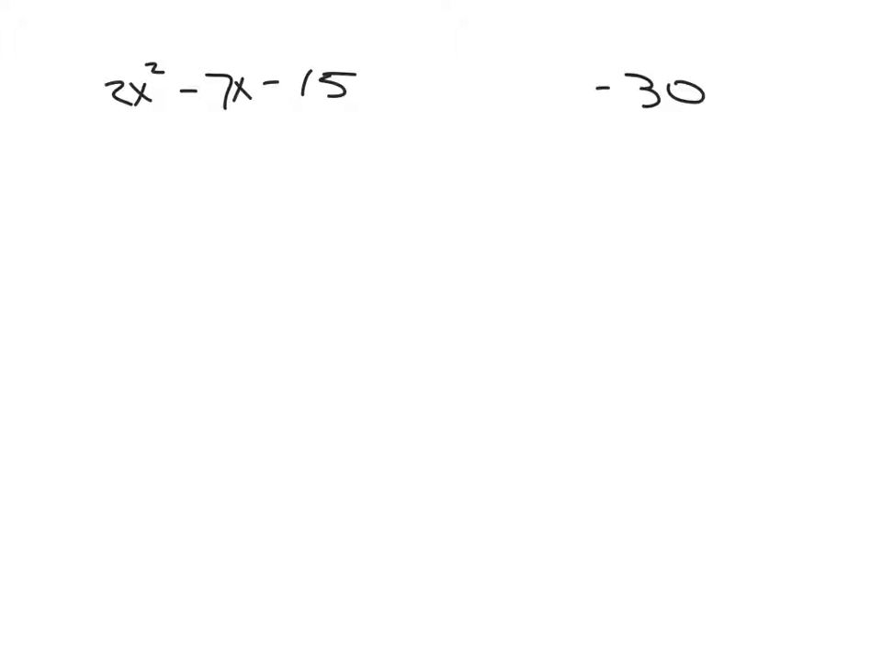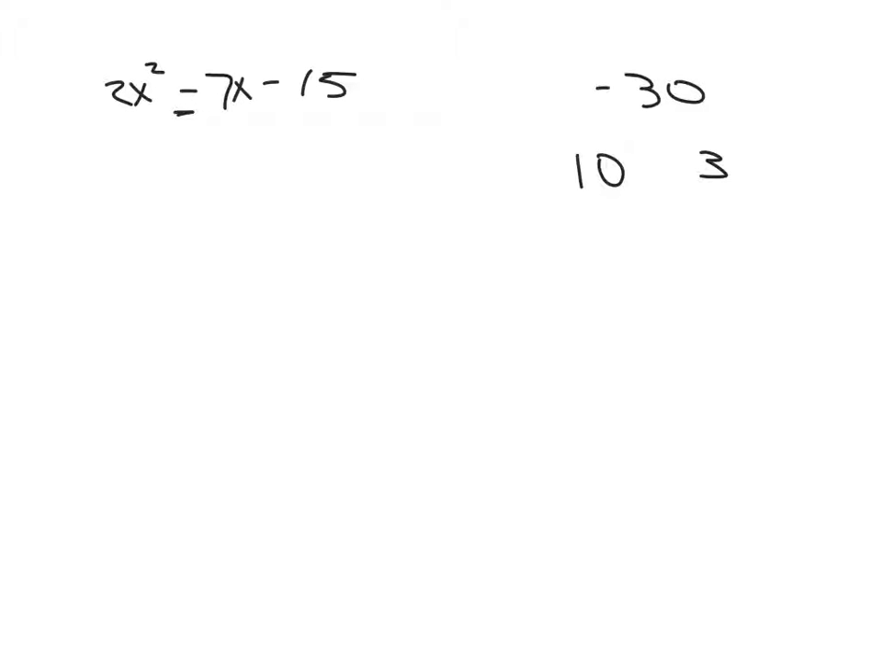5 and 6, I can multiply those together and get 30, but 5 plus 6 is 11, and 6 minus 5 is 1, so there's no way to get 7 there. 10 and 3. 10 and 3 give me 30, and the difference between those is 7. So 10 and 3 works, but which one's negative?